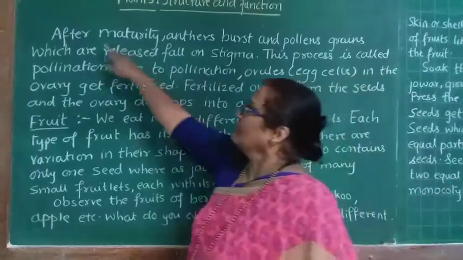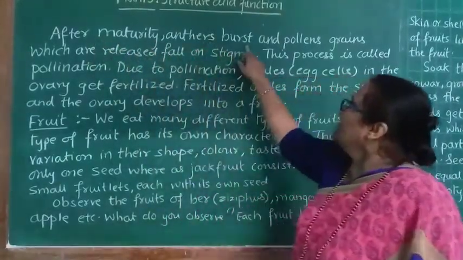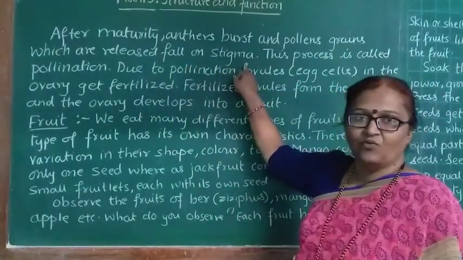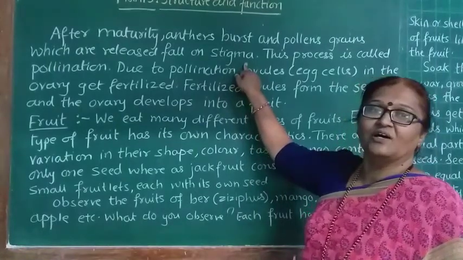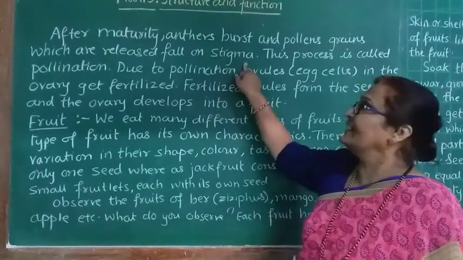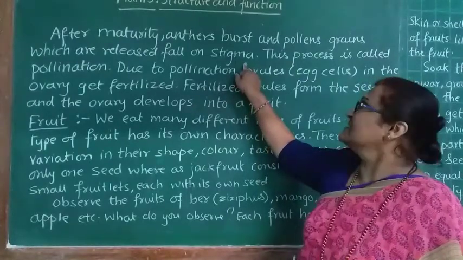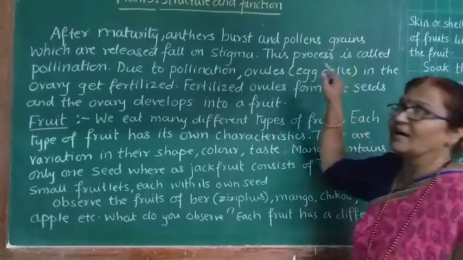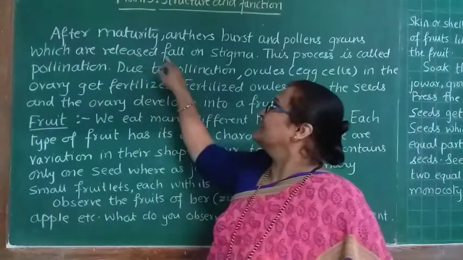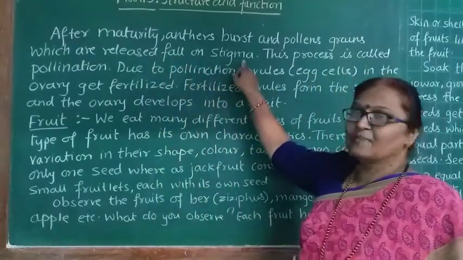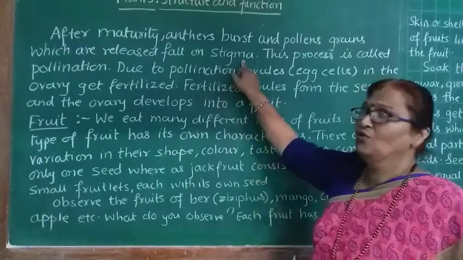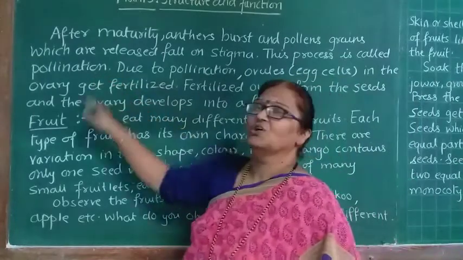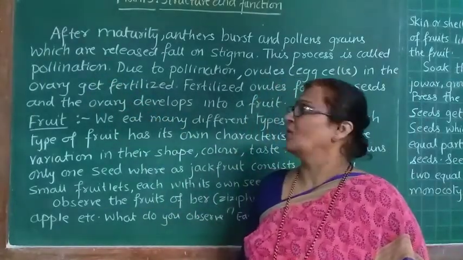See here. After maturity, anthers burst and the pollen grains which are released fall on the stigma. What does this tell us? Whenever maturity is attained, the anthers burst, and as the anther bursts, the pollen grains come out, and when they are released, they fall onto the stigma. Stigma is the female reproductive organ. This process is called pollination.